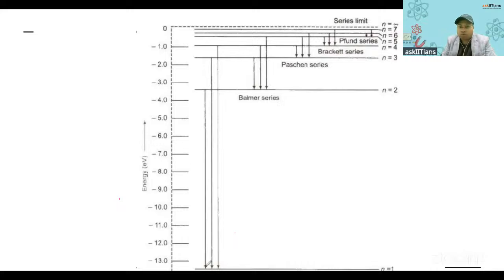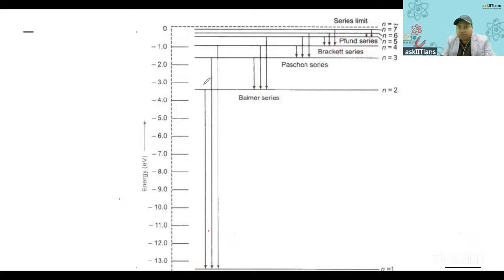So this is the Lyman series, right? n is equal to 1 is the ground state. An electron can come to n is equal to 1 from n is equal to 2 also. It can come directly from n is equal to 3 also, from n is equal to 4 also, and from n is equal to 5 also.